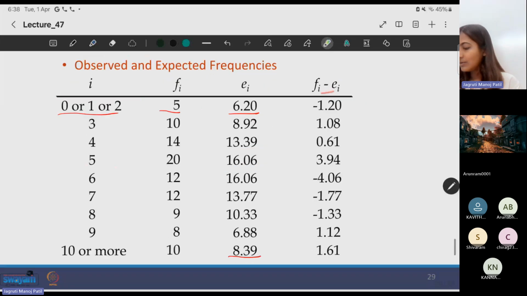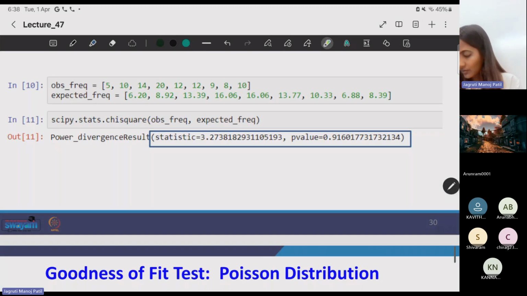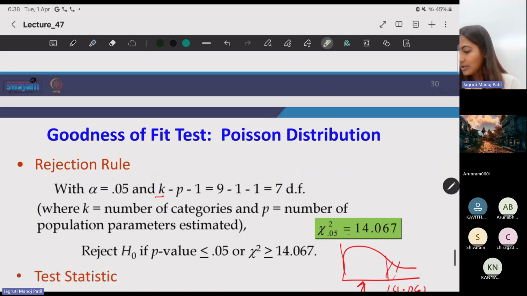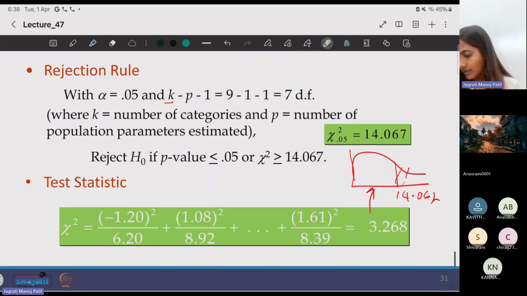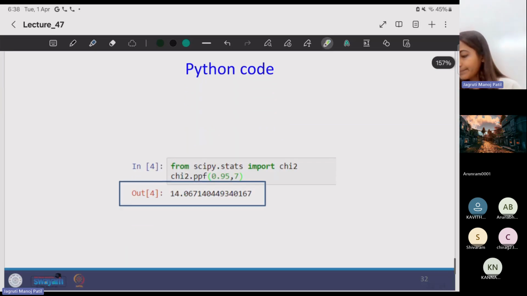So then you take the difference between all of them, squared, divided by the expected frequency, and sum. What you get over here is a p-value of 0.9. That means that we can reject the null hypothesis, and say that it is not representing something. So it's rejecting the null hypothesis where we said that it is a Poisson distribution. Well, it is not a Poisson distribution anymore. Okay. So something like that.